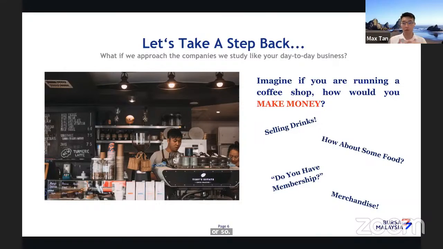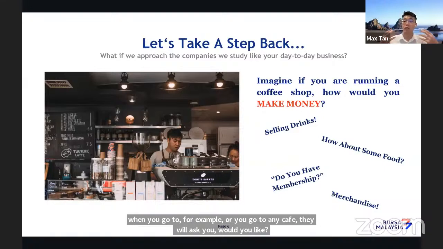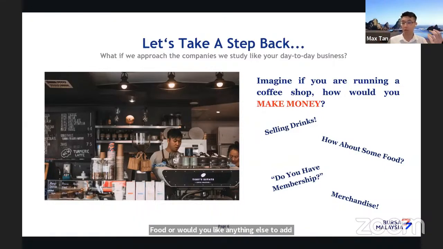But for good businesses, normally they have more than one way of making money, right? When you go to Starbucks, for example, or any cafe, they will ask you, would you like food, or would you like anything else to add apart from your coffee or your drink? This is the additional revenue the company is generating. Okay, so we're going to start mentioning some financial jargons. The number one here is revenue, which is sales.